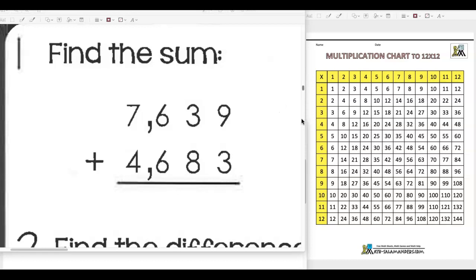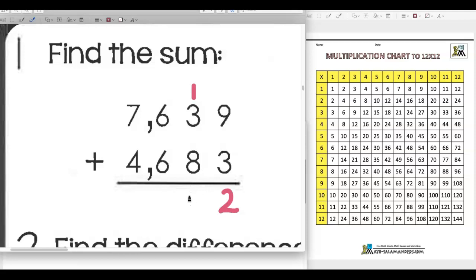Number 1, find the sum. 9 plus 3 equals 12. I'm going to write down the 2, bundle the 10 ones, and move them to the tens place. 1 plus 3 equals 4. 4 plus 8 equals 12. Write down my 2, bundle the 10 tens, and move them to the hundreds place.